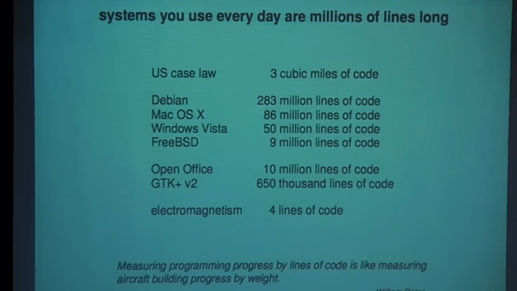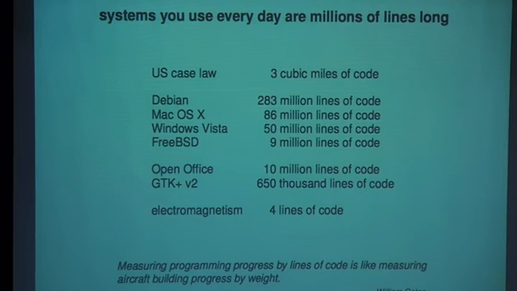So, we have US case law, 3 cubic miles. I'm not sure how many millions of lines, billions, trillions of lines are in there. The Debian Unix system, partly because it collects many free software packages, is large, almost 300 million lines of code. Mac OS and Windows, in the same ballpark, 50 million lines of code. FreeBSD, very small, very light by comparison.